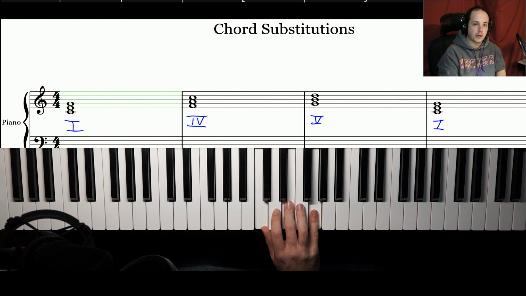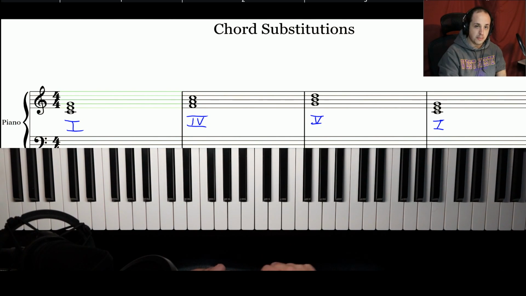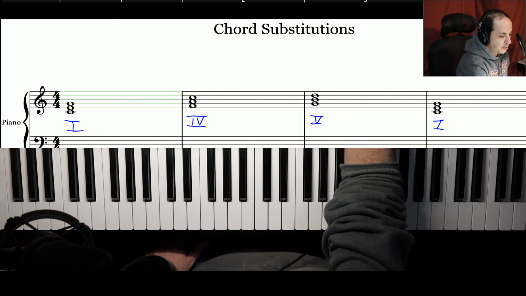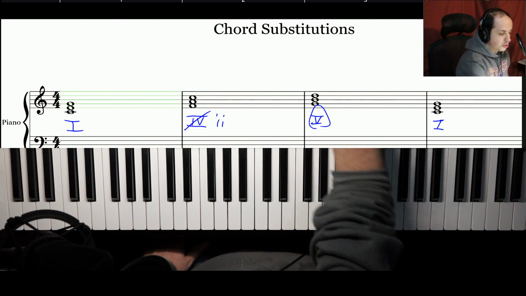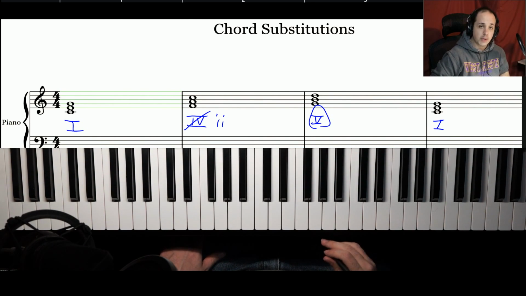So the 2-5 progression substitution basically means that we have 5 right here, right? So basically what that means is that in place of this 4, we're going to put a 2 chord, which, hey, is lowercase, so that's actually going to turn into a minor chord.